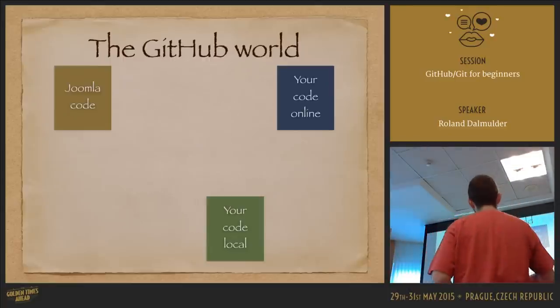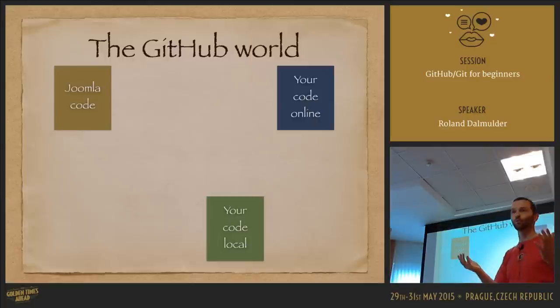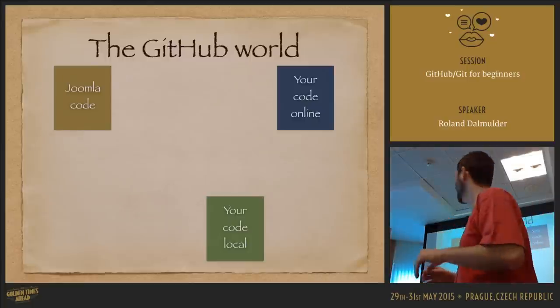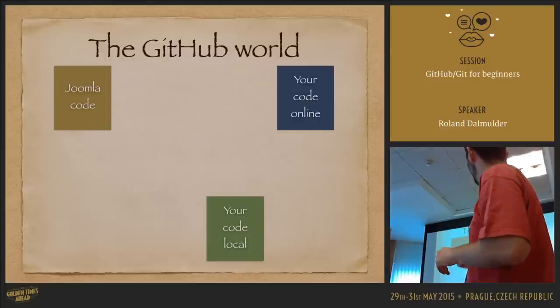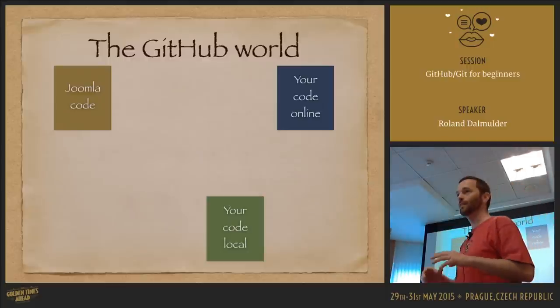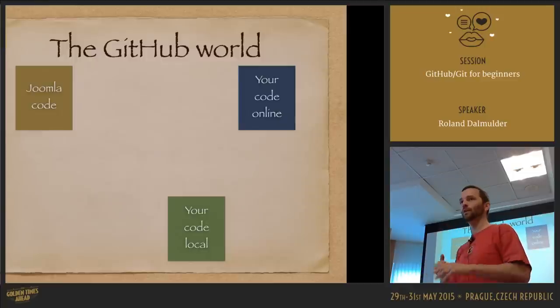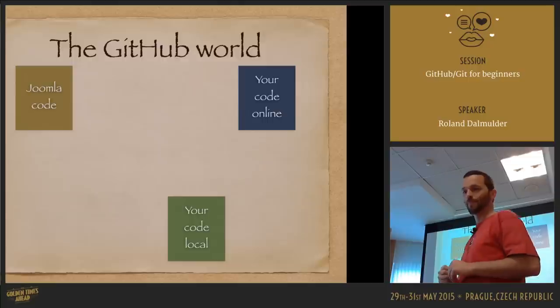So what is GitHub? I like to call it the GitHub world. We have actually three locations in the GitHub world. First of all, we have the Joomla code. That is the CMS that we work with. It's online. Everybody can access it. Everybody can read it. And nobody else can touch it.